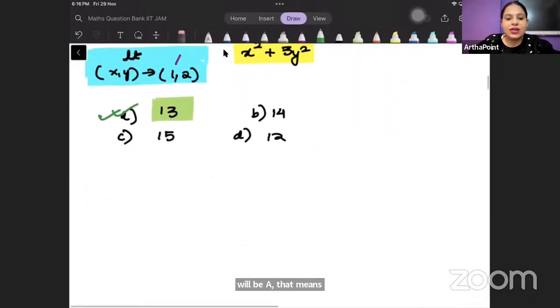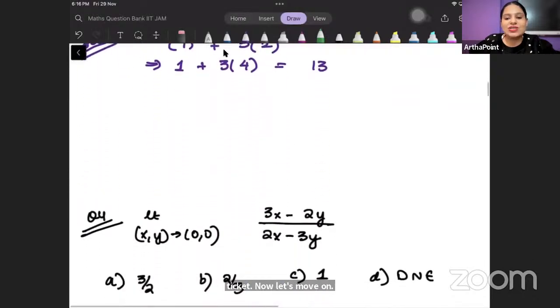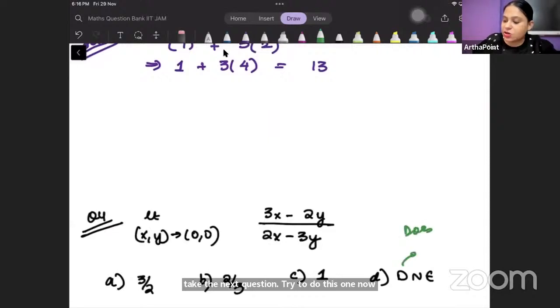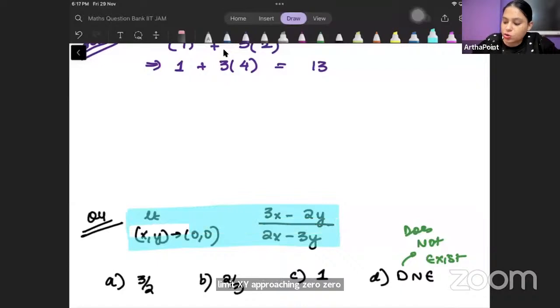Okay, now let's move on. Take the next question. Try to do this one now. DNE means does not exist. Whenever you see the word DNE, it means does not exist. Try to do this question. Limit (x,y) approaching (0,0) of (3x minus 2y) upon (2x minus 3y). Give this a try.